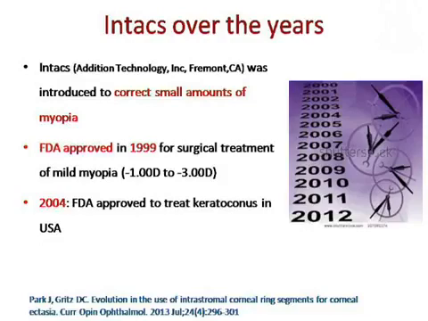Over the years, INTACS was introduced initially to correct small amounts of myopia, and it got FDA approval in 1999 for correcting myopia up to -3 diopter. But eventually, in 2004, when INTACS showed its efficacy in cases of keratoconus, the FDA gave approval for its use in keratoconus.